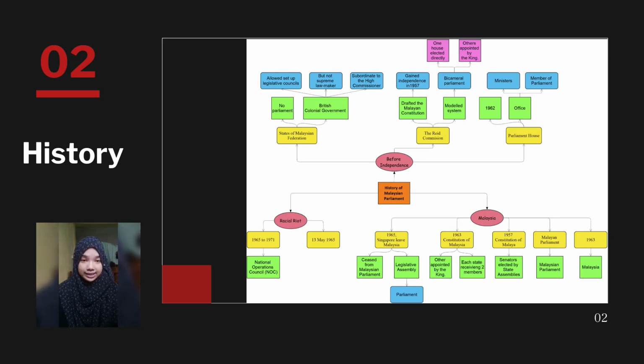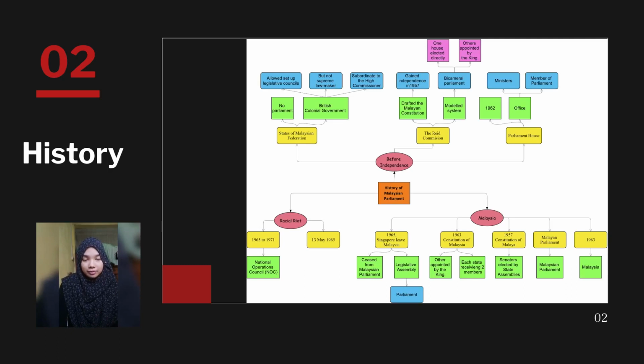The Reid Commission drafted the Constitution of Malaya, where Malaya got independence in 1957. Later, they modeled the system for the Malayan government following the British bicameral parliament, where one house was directly elected and the other was appointed by the king, the same as the British House of Commons and the House of Lords.